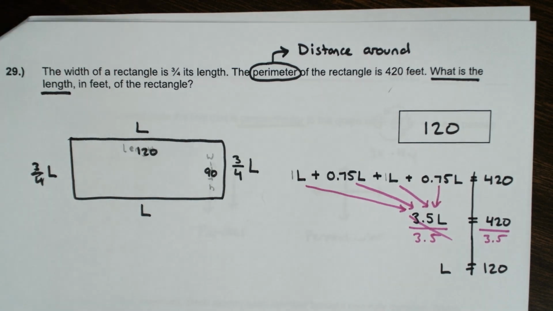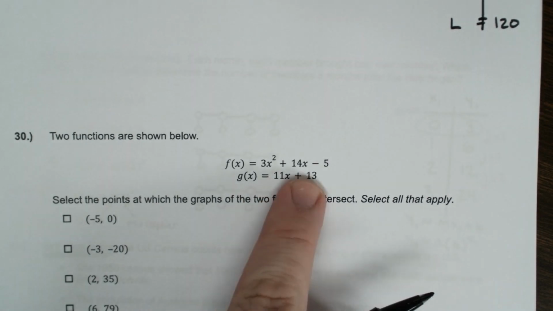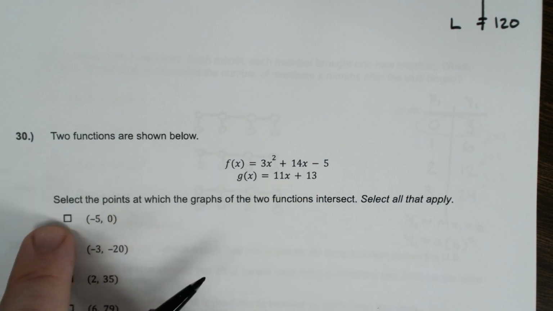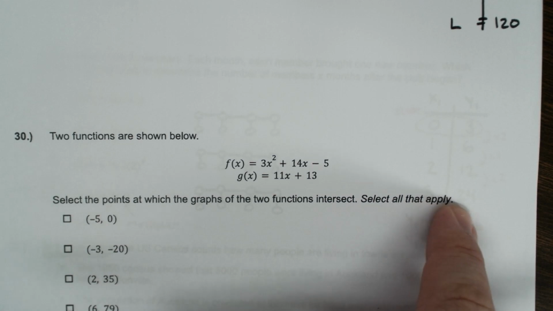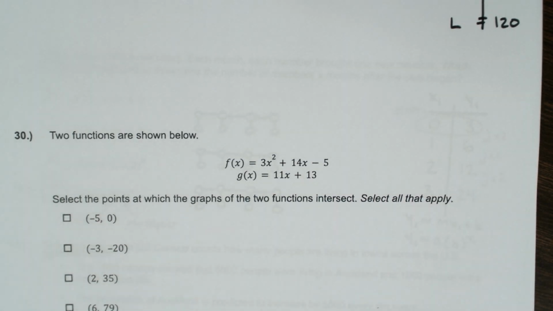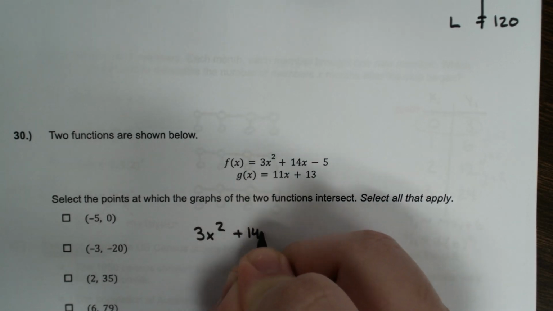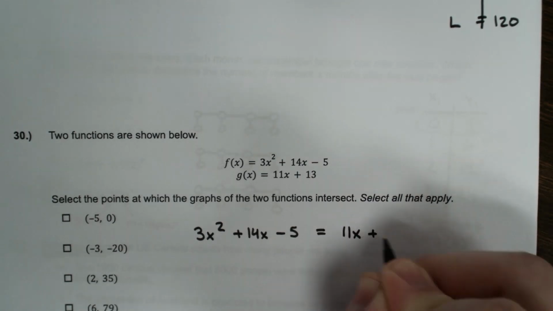Okay, we're almost done. Number 30. Two functions are shown below. F of x equals 3x squared plus 14x minus 5. G of x equals 11x plus 13. Select the points at which the graphs of the two functions intersect. Select all that apply. Okay, when two functions intersect, it means that the functions are equal to each other. So what I'm going to do here is set 3x squared plus 14x minus 5 equal to 11x plus 13.